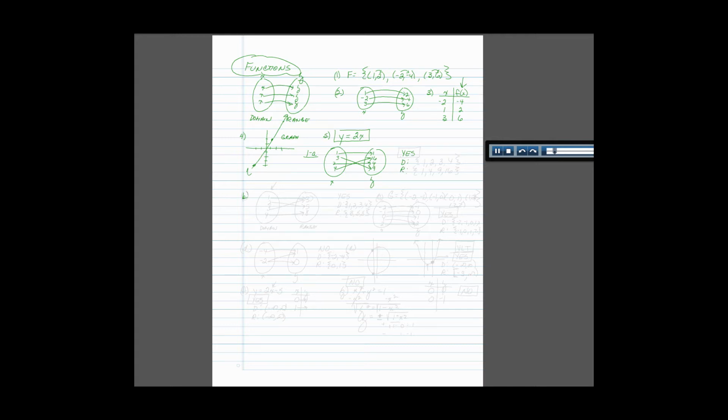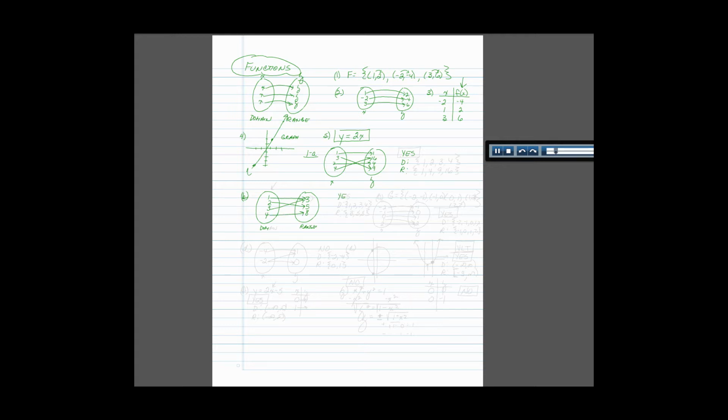Let's look at B. Here I have in my x's the numbers 1, 2, 3, and 4 again. And then in my y's, or my range, I have 3, 5, and 8. So let's look. 1 maps to 3, 2 maps to 5, 3 also maps to 3, and 4 maps to 8. Is it a function?